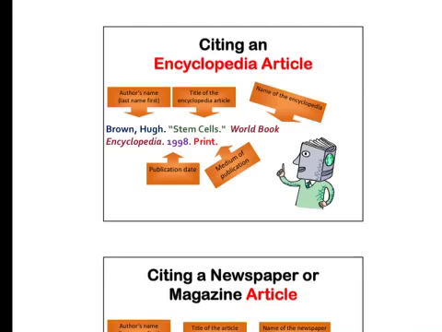When citing an encyclopedia article, you first want to look at the segment that you're citing and see if it has an author. In this case, Hugh Brown wrote the section on stem cells from World Book Encyclopedia. If there is no author, write World Book, write the name of the publisher. In this case, stem cells is in quotation marks because it is a shorter work, it's not a full-length work, followed by World Book Encyclopedia, italicized because it is the name of the encyclopedia, the publication date, and the medium of publication.